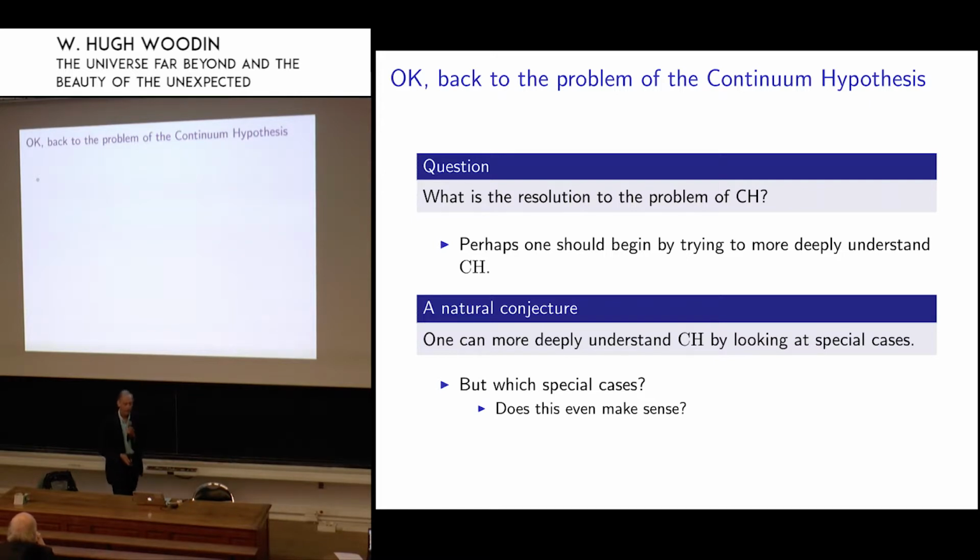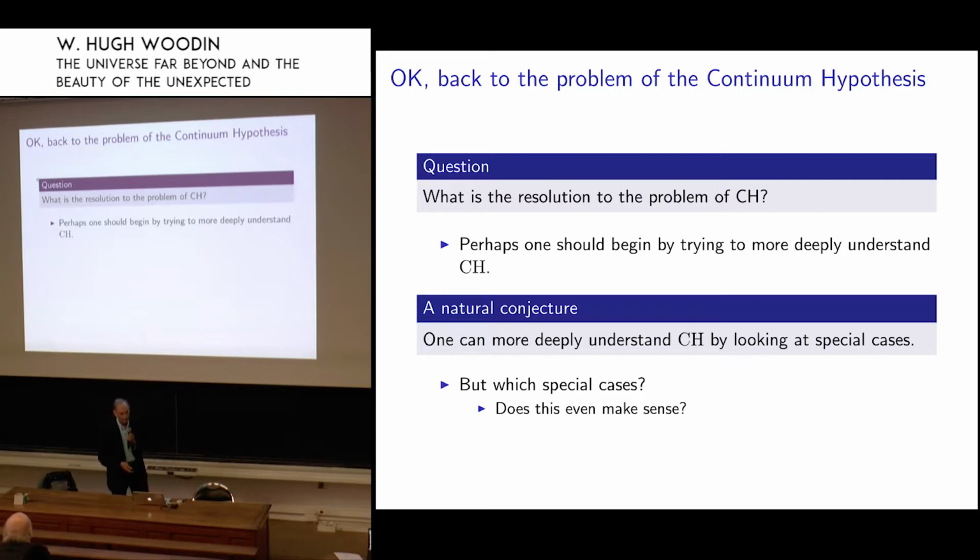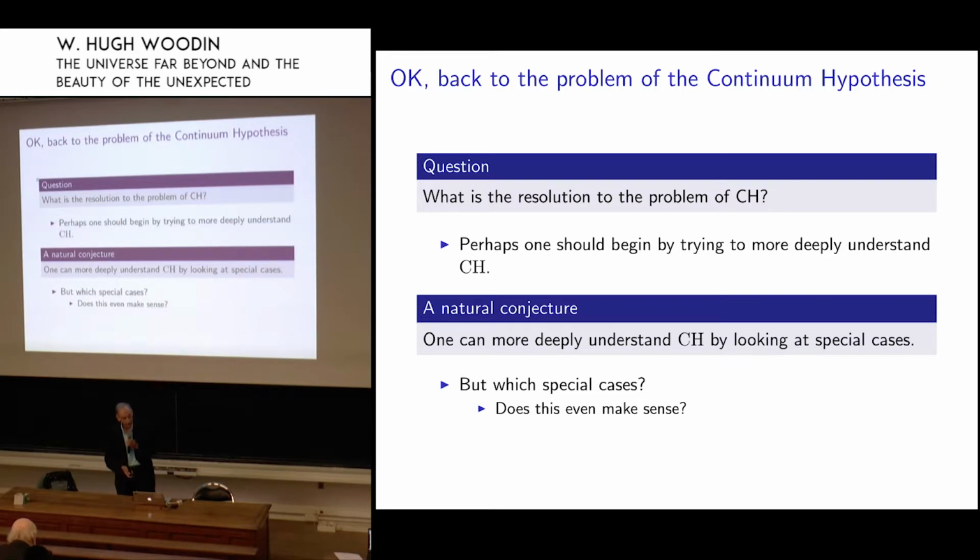So let's go back to the problem of the continuum hypothesis. Well, what's the resolution? Well, perhaps one should begin by trying to more deeply understand CH. A natural conjecture is that one can more deeply understand CH by looking at a special case, or special cases. But which special cases? And does this even make sense?